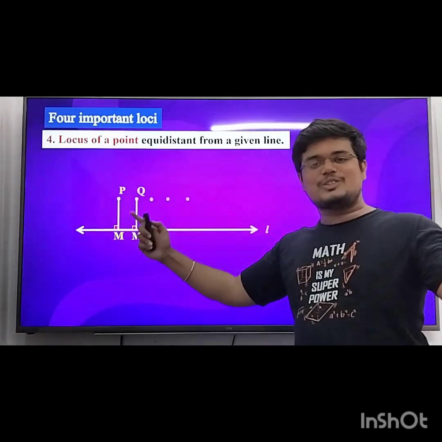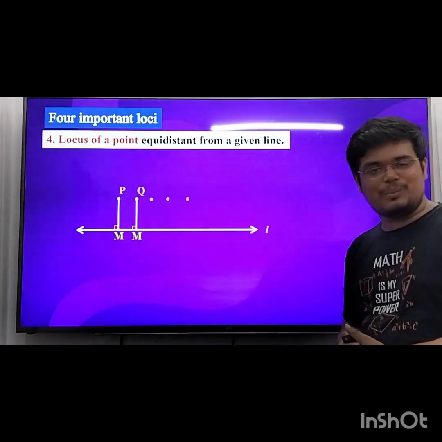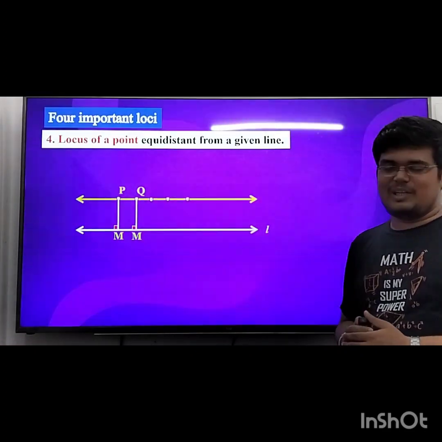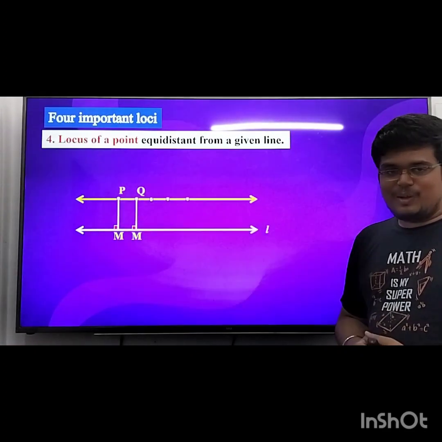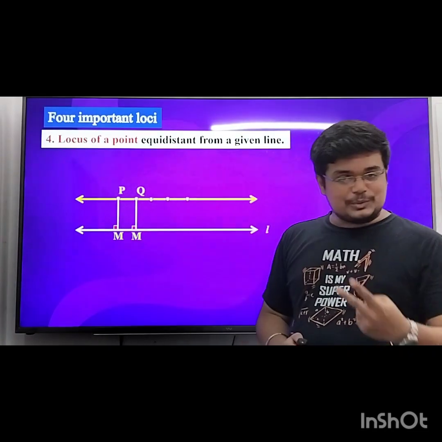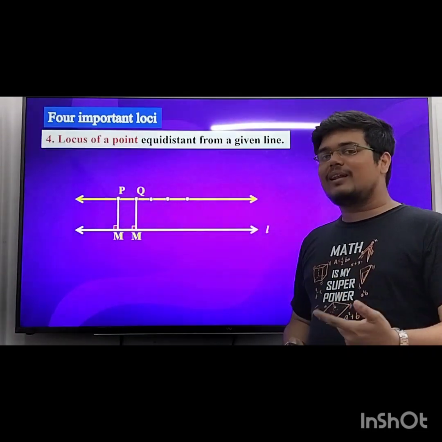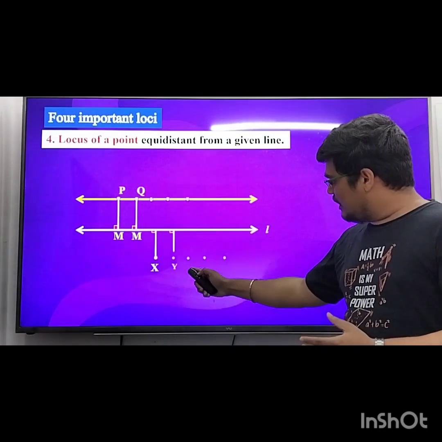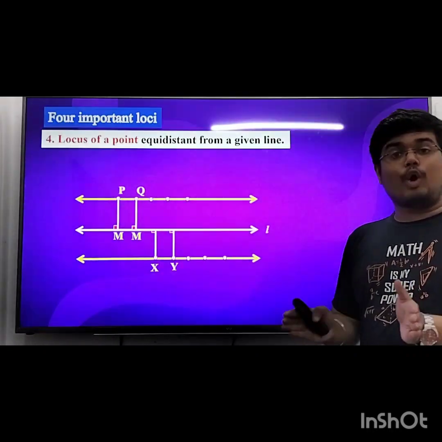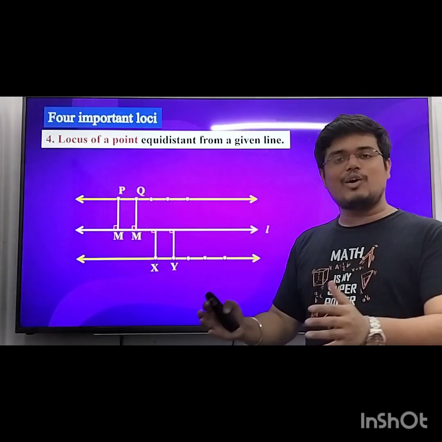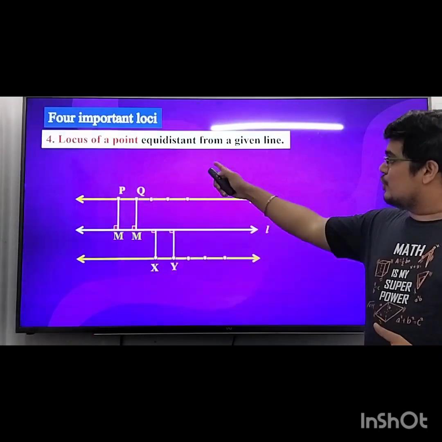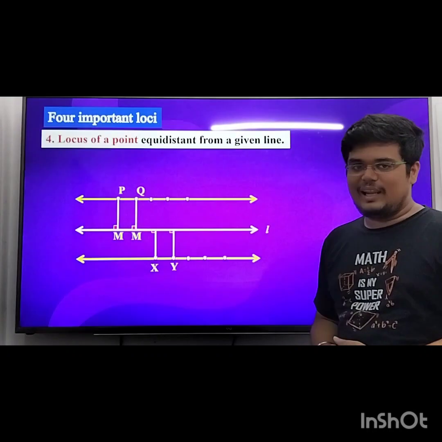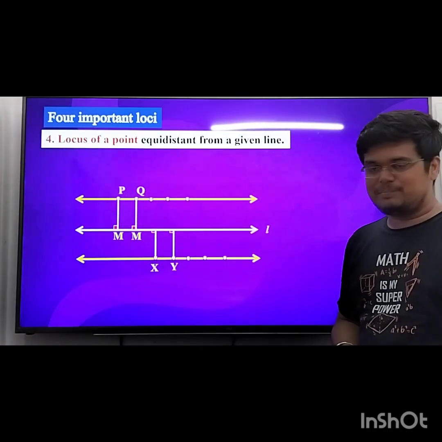When we join all these points, you look at the figure, it's understandable that this is going to be a line which is parallel to the previous line, to the given line. And you also realize that when we talk about distance being 2 cm, there is another parallel line possible which will be under the given line. So this will be the locus. It will be a collection of two parallel lines. It will be a pair of parallel lines. So in this case, when one line is given, the locus is going to be a pair of parallel lines, and the distance will be mentioned in the question.